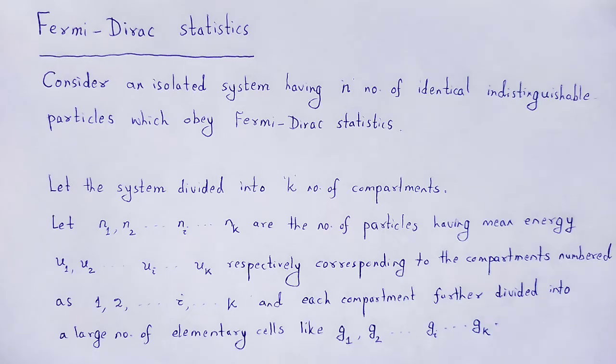To derive the statistics, meaning how energy is distributed among fermions, we consider a system, and that system is divided into k number of compartments. Let n1, n2, ni up to nk be the number of particles having mean energy u1, u2, ui up to uk respectively, corresponding to the compartments. These compartments are numbered 1, 2, i up to k, and each compartment is further divided into a large number of elementary cells G1, G2, Gi up to Gk.